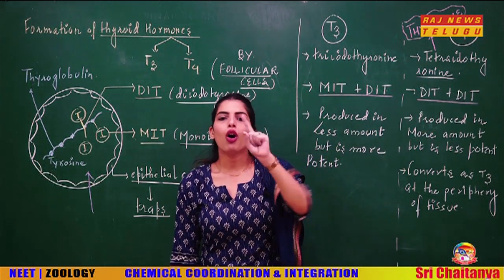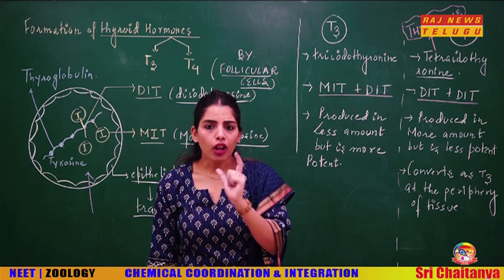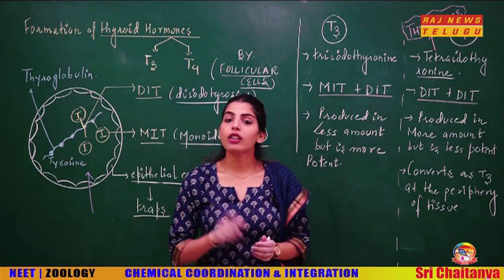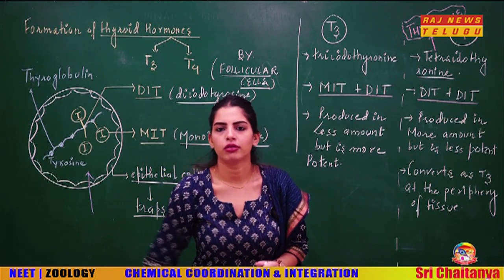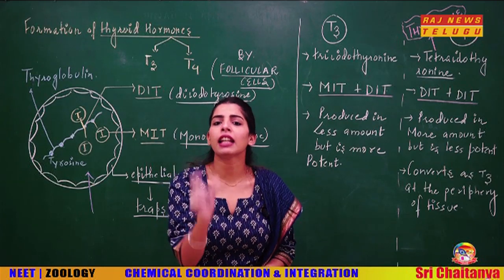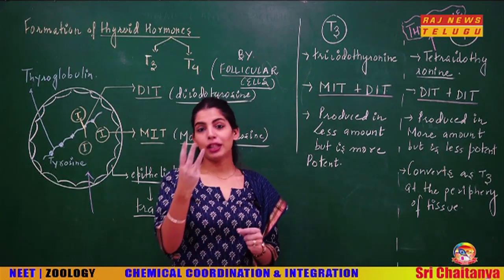tetraiodothyronine. Also, students, remember when I say thyroxine, thyroxine is the other name of T4. Now, as the name clearly suggests, when I say T3, so 3. What is this 3? Actually, there will be 3 iodines.